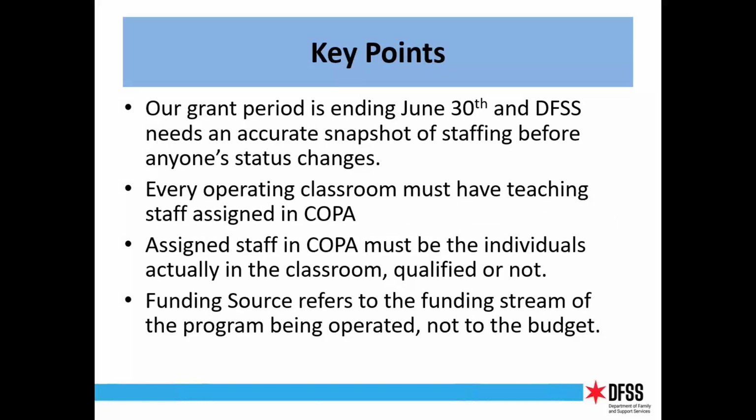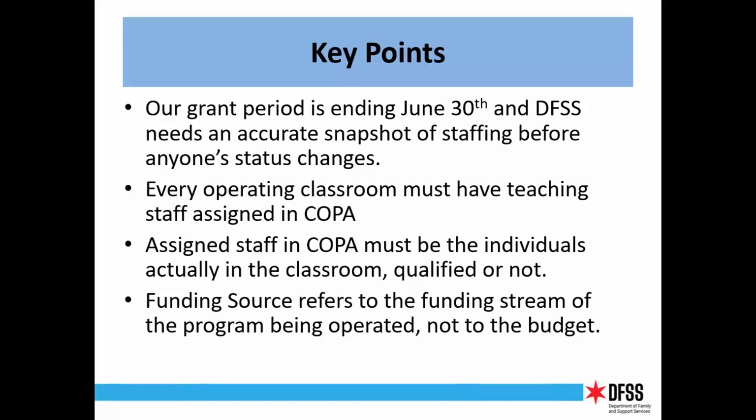So the key points that we're going to take away, I'll hit these again at the end, are that our grant period is ending June 30th, and we're trying to get a snapshot of staffing that is accurate by that point. And as part of that, every operating classroom must have teaching staff. We cannot report vacancies on the PIR. So if you have 3 classrooms, for Head Start, you need at least 3 teachers, and then 3 other adults who can be teachers or assistants, but we need 6 adults for those 3 classrooms. Again, we cannot report vacancies. Someone is in there, and we need that information.